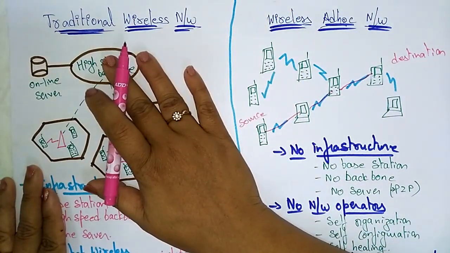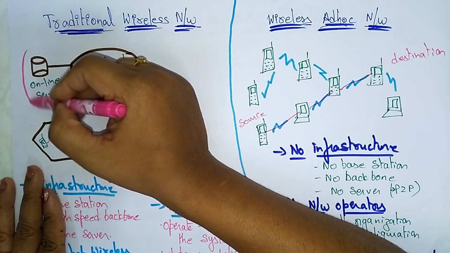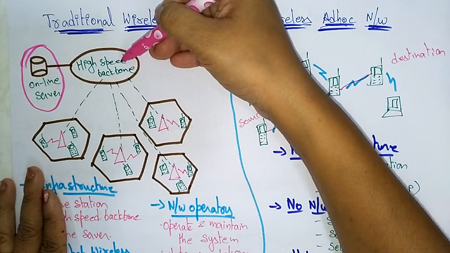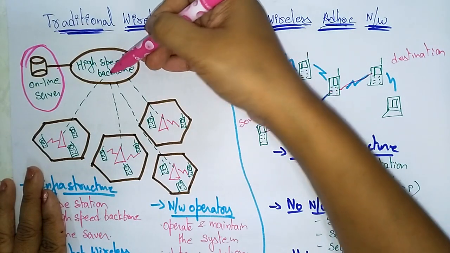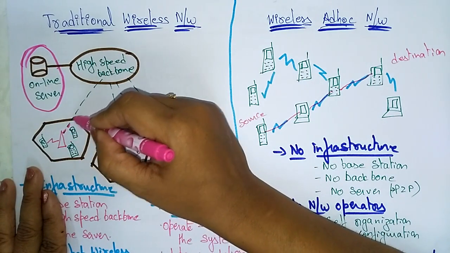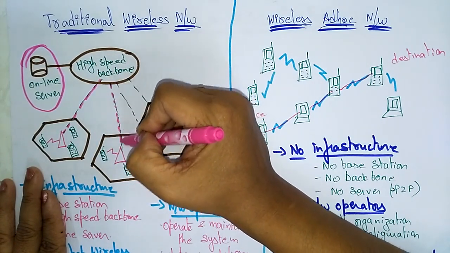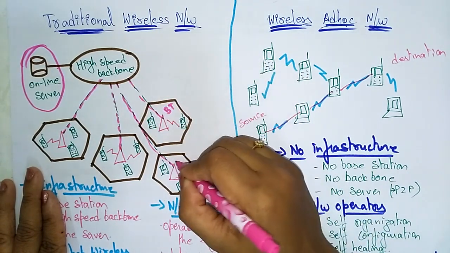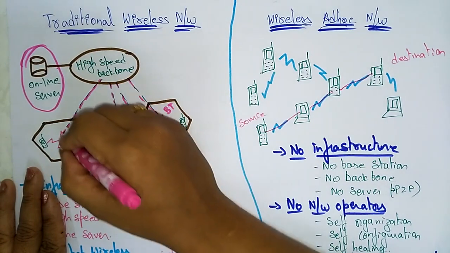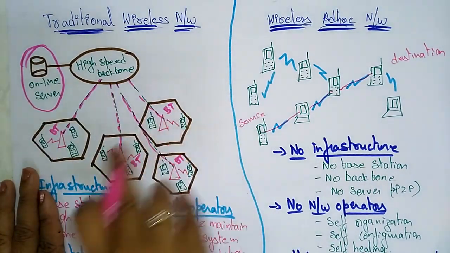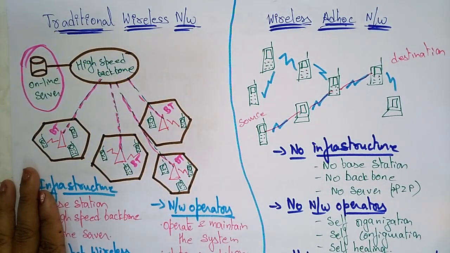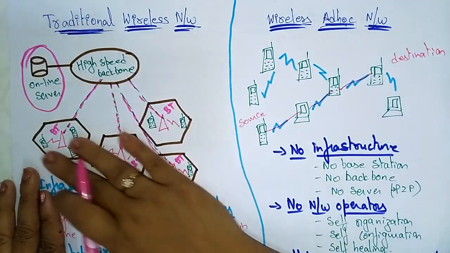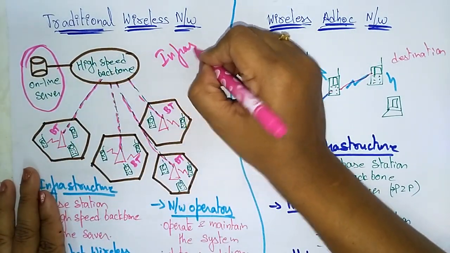The traditional wireless network first requires one online server. It's a main server you require. The online server is connected with a high-speed backbone. That high-speed backbone is connected to different cell towers, that is the base stations. Each cell has one base station. So this is an online server, which is an infrastructure. Everything is infrastructure. Infrastructure is required here.